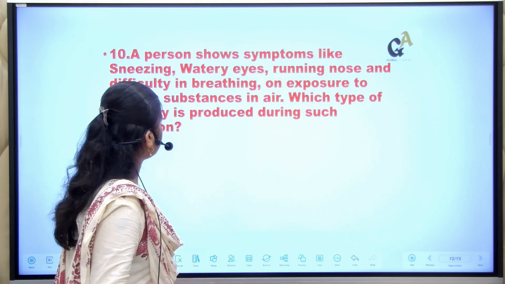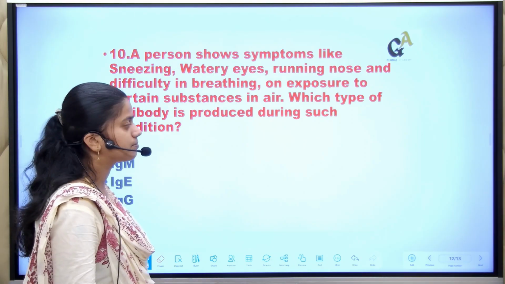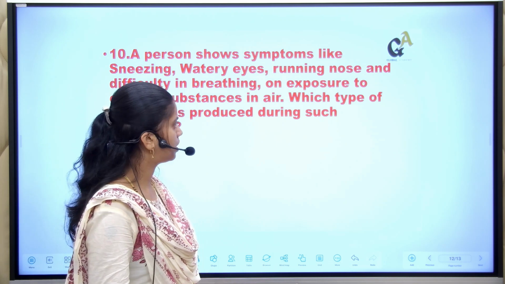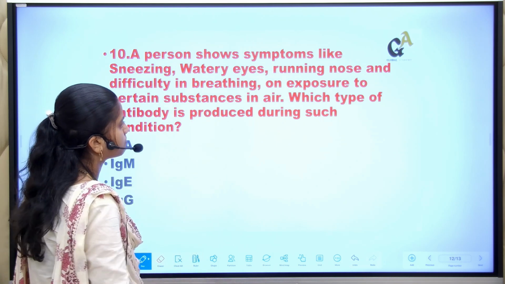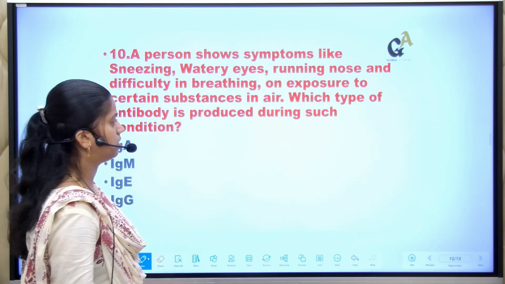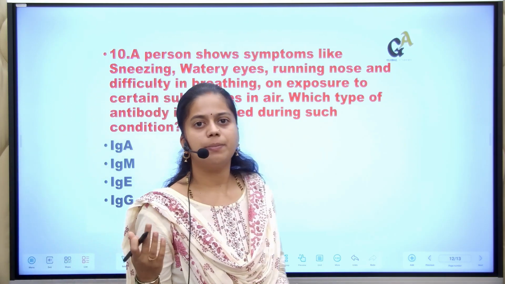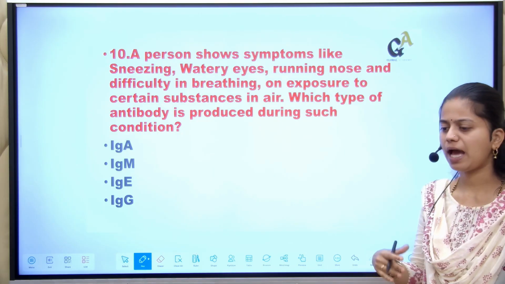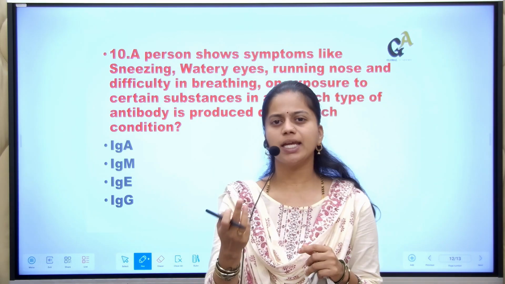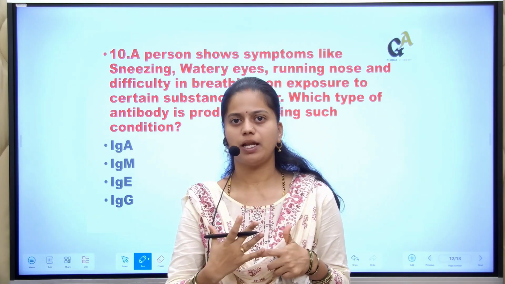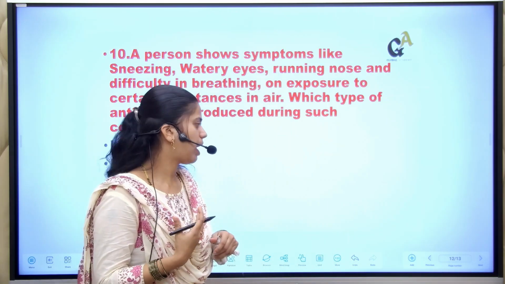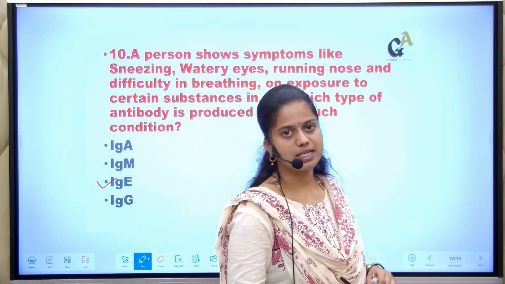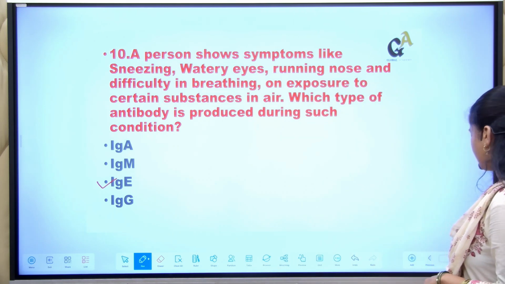Next question. The person shows symptoms like sneezing, watery eyes, running nose, and difficulty in breathing on exposure to certain substances in air. Which type of antibodies are produced in such conditions? There are many people who show watery eyes, sneezing, running nose, or difficulty in breathing as soon as they are exposed to dust, smell or any other thing. At that time, which kind of antibodies are produced? Those are IgE. IgE is produced during this kind of condition.